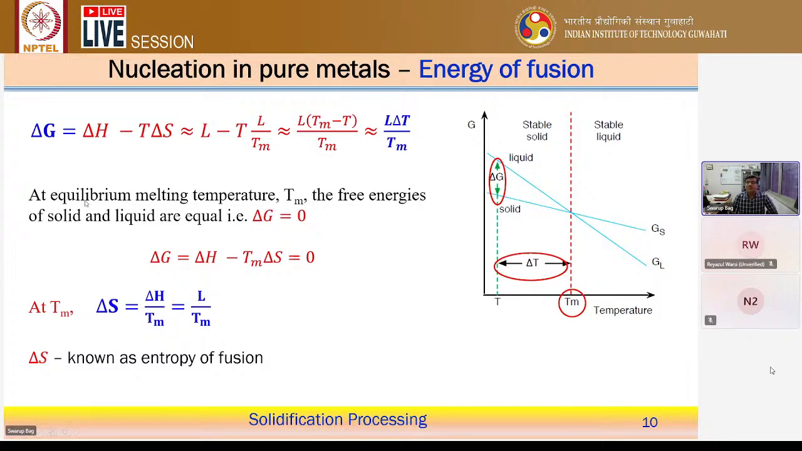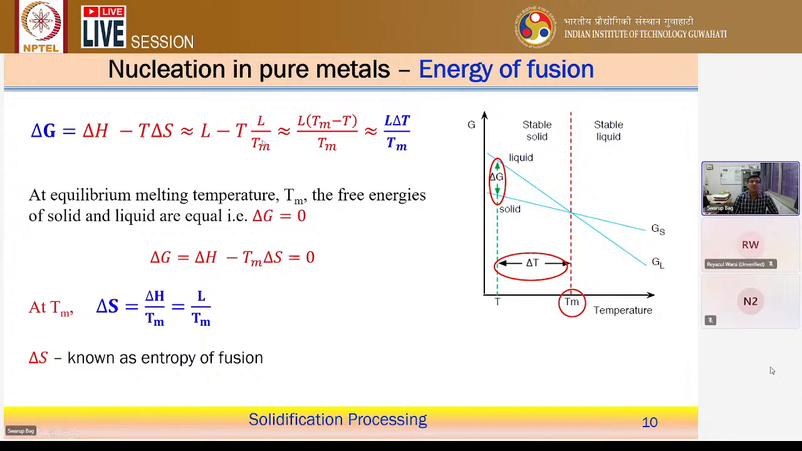Now, how can you calculate the energy of fusion? Here delta G equals delta H minus T into delta S. We have already seen this from the Gibbs free energy equation: the change of enthalpy at a particular temperature and the change of entropy. The change of enthalpy is equivalent to the latent heat, so delta G equals latent heat L minus T into delta S. Delta S can be calculated as L by Tm. We are coming to how delta S becomes L by Tm.